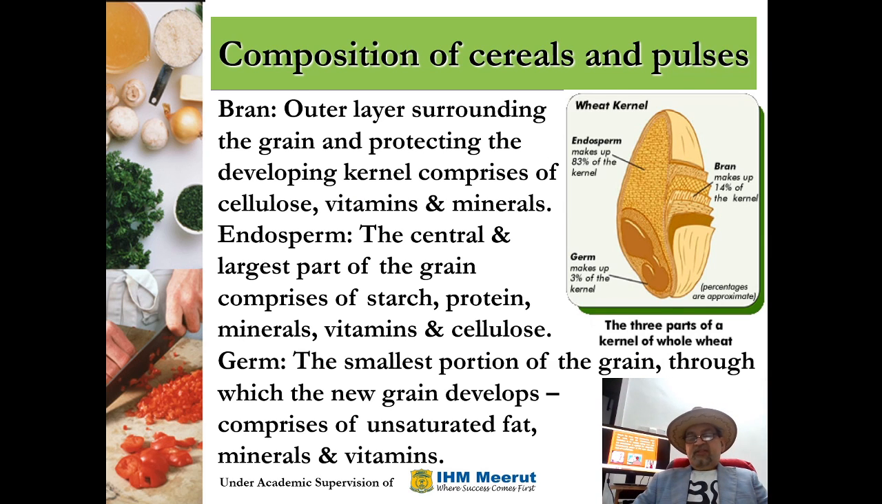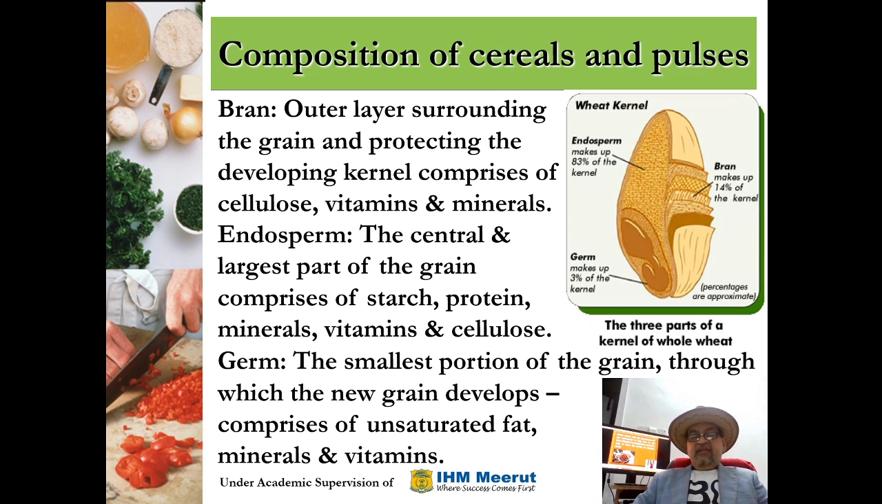Composition of cereals and pulses. The composition of cereals and pulses is the same, even though they are different, but the composition of an individual grain, as shown in the figure on the top right, is the same. It consists of three main layers: the outermost layer surrounding the grain and protecting the developing kernel comprises of cellulose, vitamins, and minerals is called bran. Bran makes up 14% of the kernel.